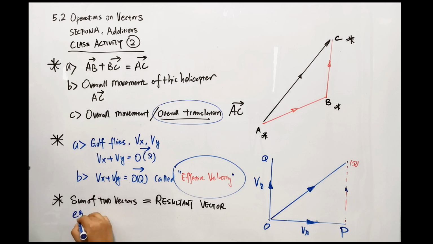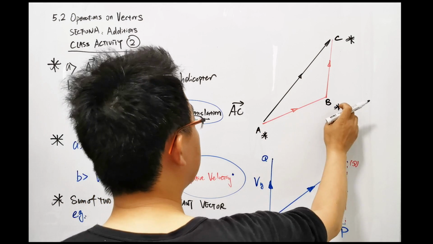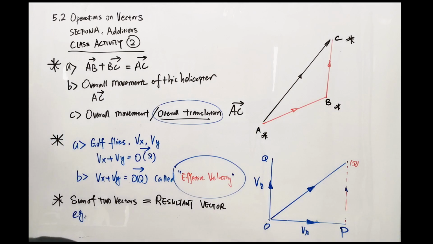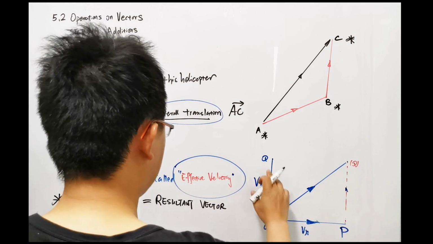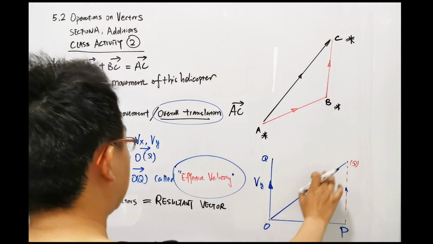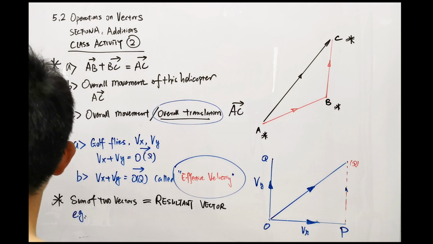The first example is when we have a translation from point A to B and a translation from B to C. So overall we call it the resultant vector. The resultant vector is the overall translation. And the other one is velocity. The sum of these two velocities put together we call the effective velocity. So the resultant is the effective vector.